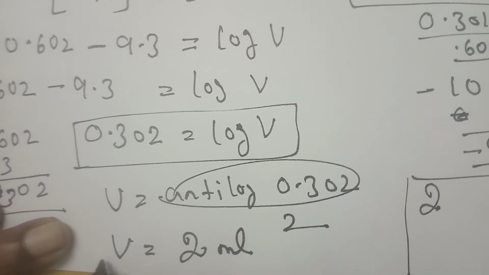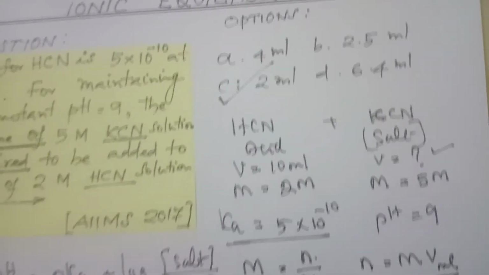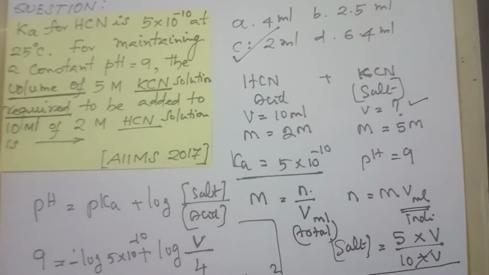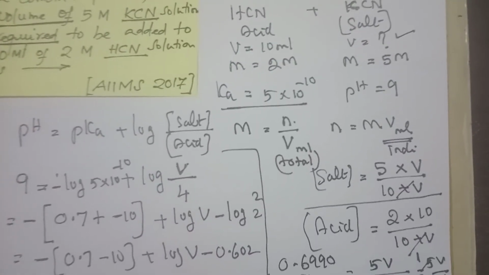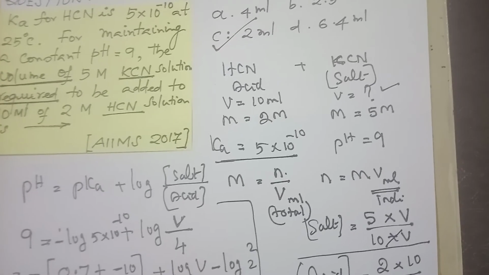Volume, we are taking everything in ml. So now let's go and see the options: 2 ml. So this is the answer, an AIIMS 2017 question. So compare with this, all the knowledge you can expect for 2020.